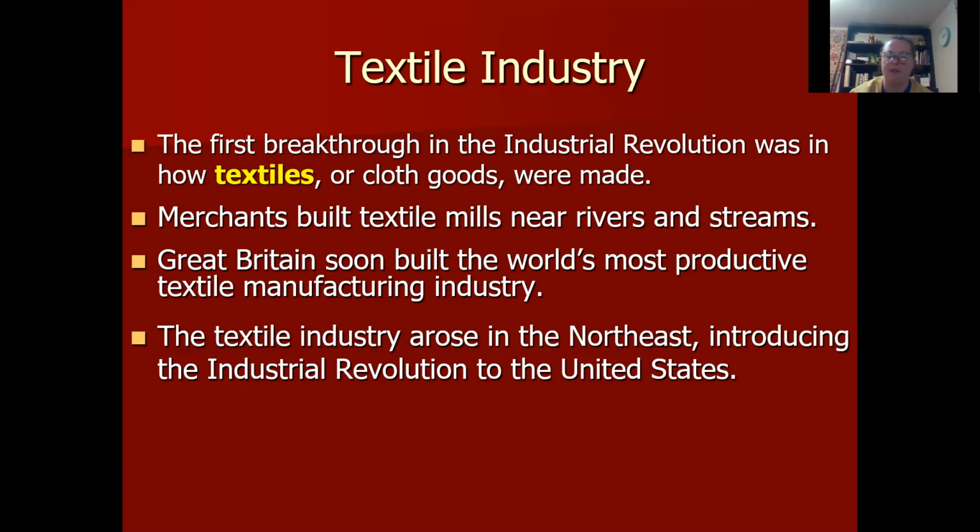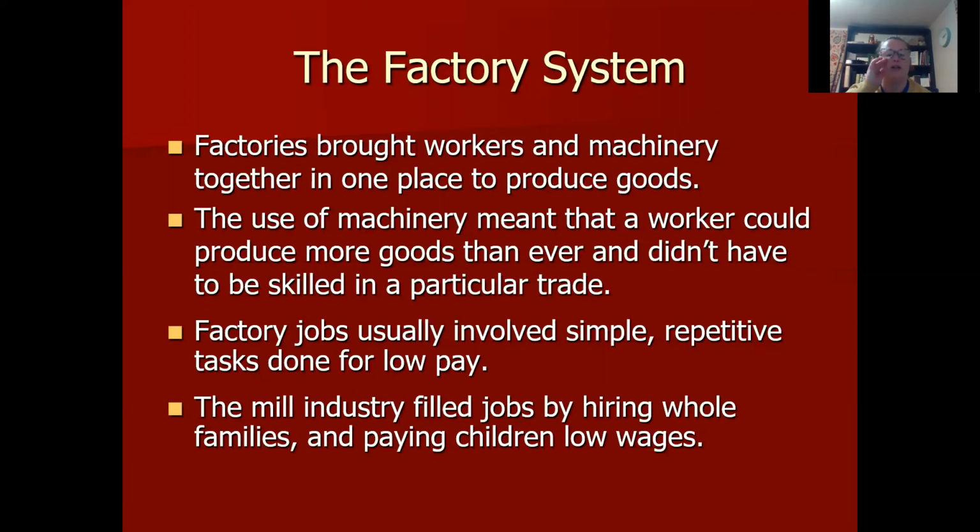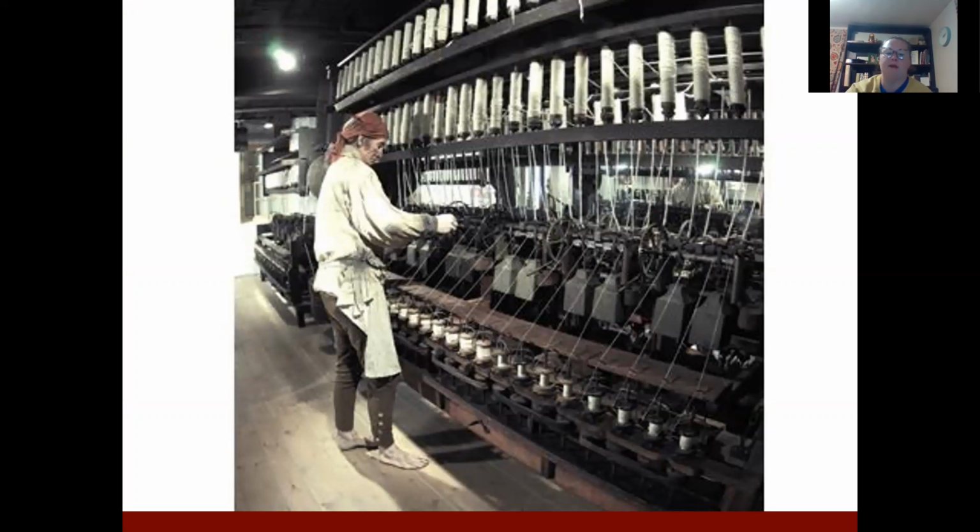All right, so let's take a look still at the factory system. The factories brought workers and machinery together in one place to produce goods. The use of machinery meant that a worker could produce more goods than ever before and didn't have to be skilled in any particular trade. Factory jobs usually involve simple, repetitive tasks done for low pay. The mill industry filled jobs by hiring whole families and paying children low wages. So it was very common at this point for children to work. School was not a mandatory thing like we have now. And so the children went to work. So here's a picture of a mill.